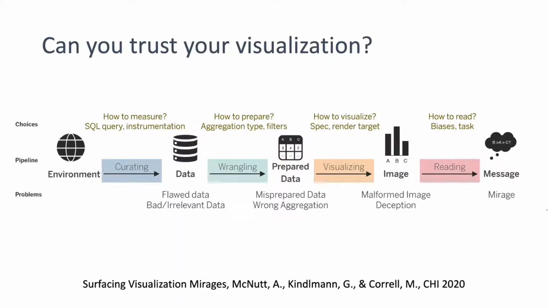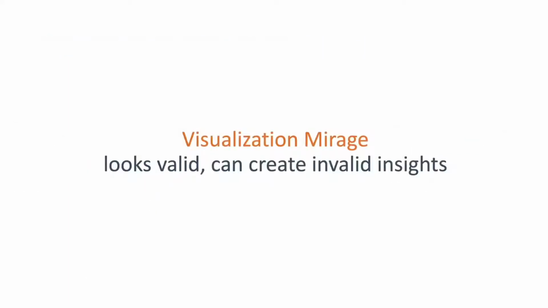As this diagram illustrates, there are many opportunities along the visual analytics pipeline to introduce bias and errors, or simply create opportunities for misunderstanding. So, how can we best help you to trust your VIS? We believe that the most challenging errors are those that are not obvious. We define a visualization mirage as a result that looks correct, but may still produce invalid insights due to any of a number of hidden problems. We need to apply creativity and new methods to help people recognize and correct mirages.